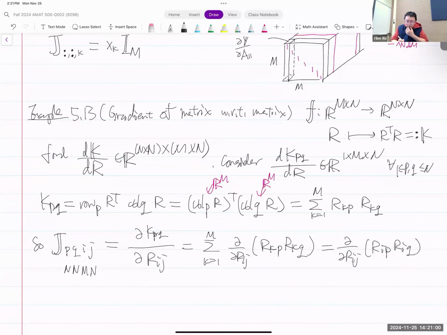All right. So here we have one term, two R expressions multiplied. So it's a product, right? So the derivative is the product rule. The partial derivative of the first, so it's R_ip, multiplying by the second R_iq, plus the first R_ip times the partial derivative of the second.